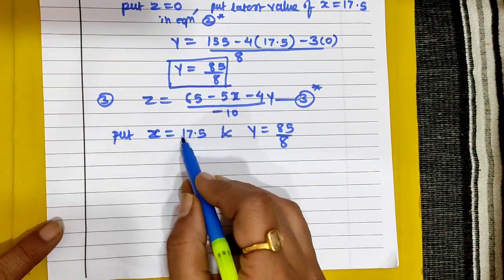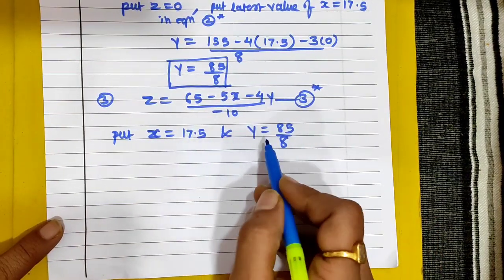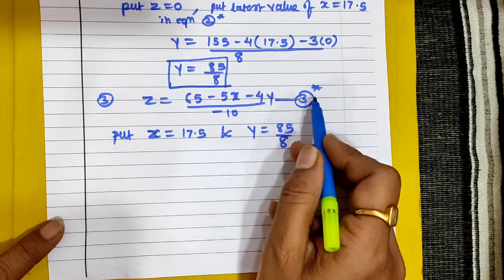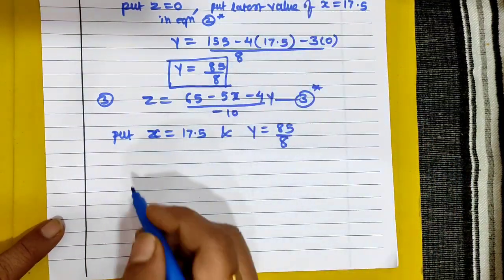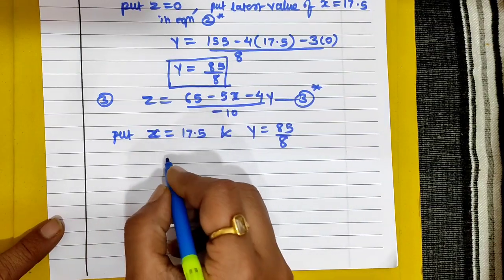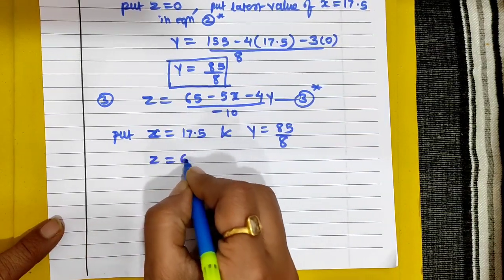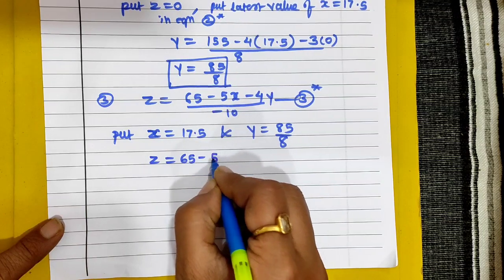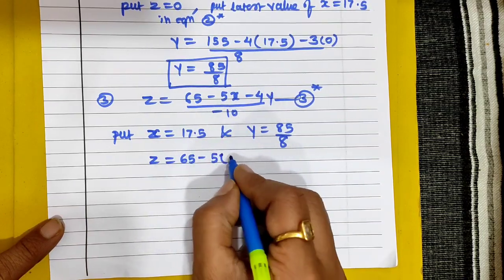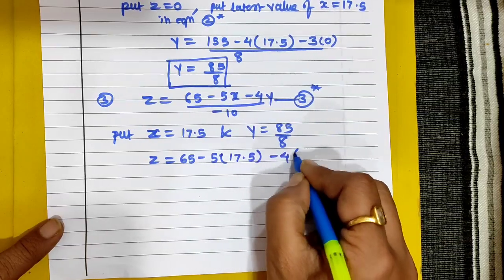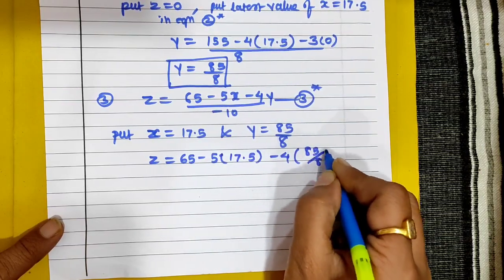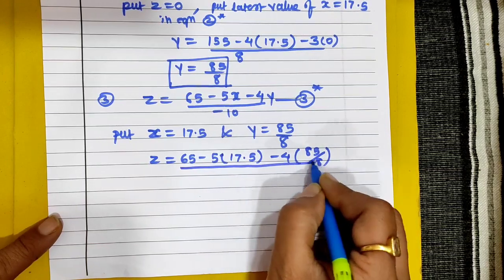Now we are substituting the latest value of x and the latest value of y in 3 star. From where we got this 3 star equation? From the equation number 3. So now z equal to 65 minus 5x. What is the value of x? Latest value 17.5, minus 4 into 85 by 8, divided by minus 10.